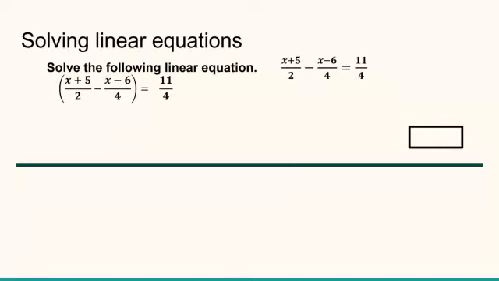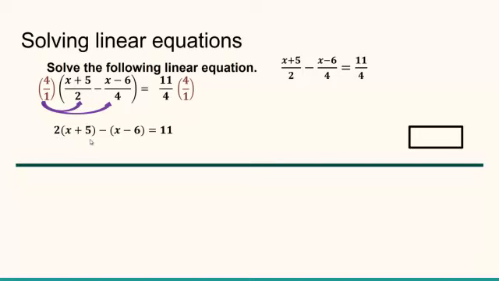So what I'd like to do is multiply both sides by what I'm going to say is the common denominator. That'll make everything wipe away. So I'm going to choose a 4 to multiply both sides by. I'm then going to distribute that 4 to both of those two terms. And what I'll get is, when I multiply 4 times the first term, 2 goes into 4 2 times. That's why I have a 2 sitting here. And then times the x plus 5.